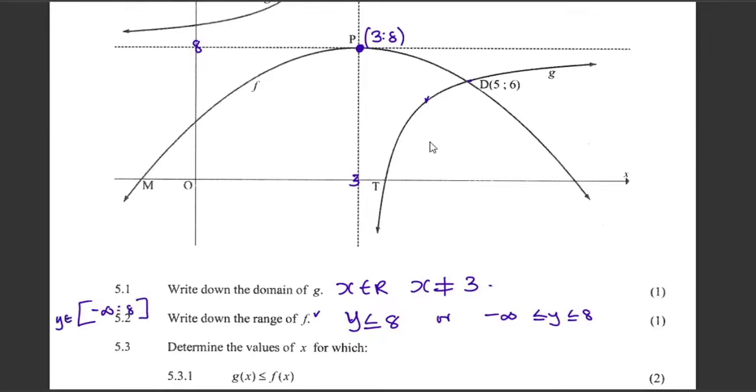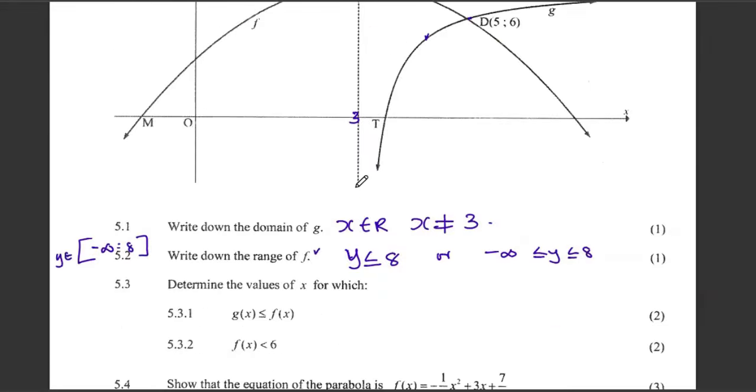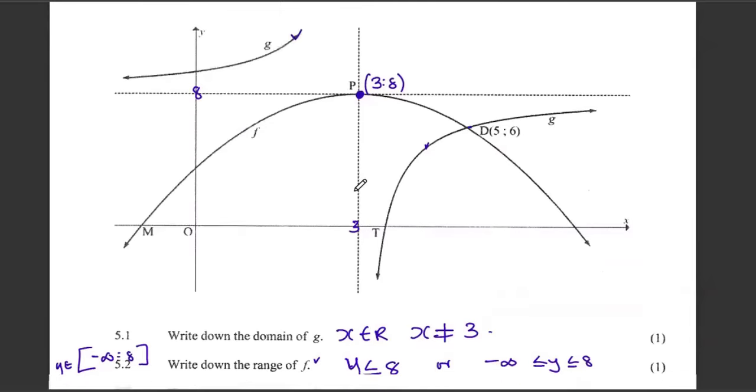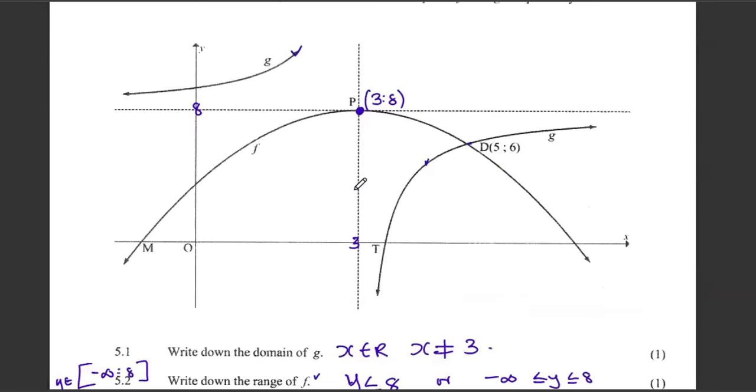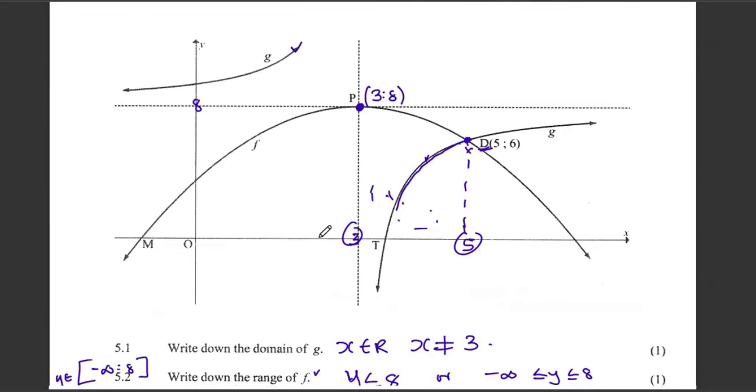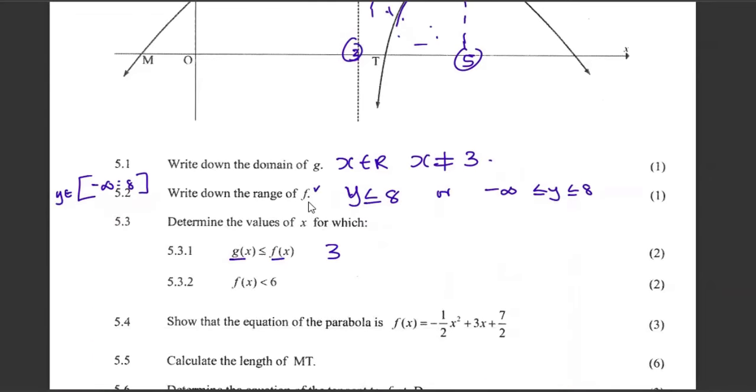And then y is an element, something of the sort. All right, 5.3, determine the values of x for which the g of x is below or equal to the f of x. So where do we find the g of x to be below the f of x? So we see that at this point, where x is a 5, that is where the graphs are equal. And then if it is below, then this is the area of interest. So between 3 and 5. So I'll write down and say that 3 is less than x is less than or equal to 5.